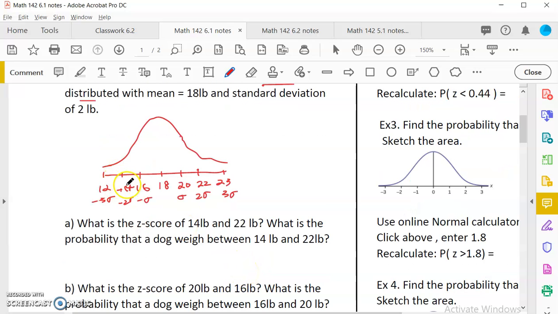Well, I know 14 is here. So 14 is 2 standard deviations from the mean, but I can actually calculate it. The z-score of 14 is 14 minus 18 divided by 2. So that is negative 2. We know it is negative 2 already.